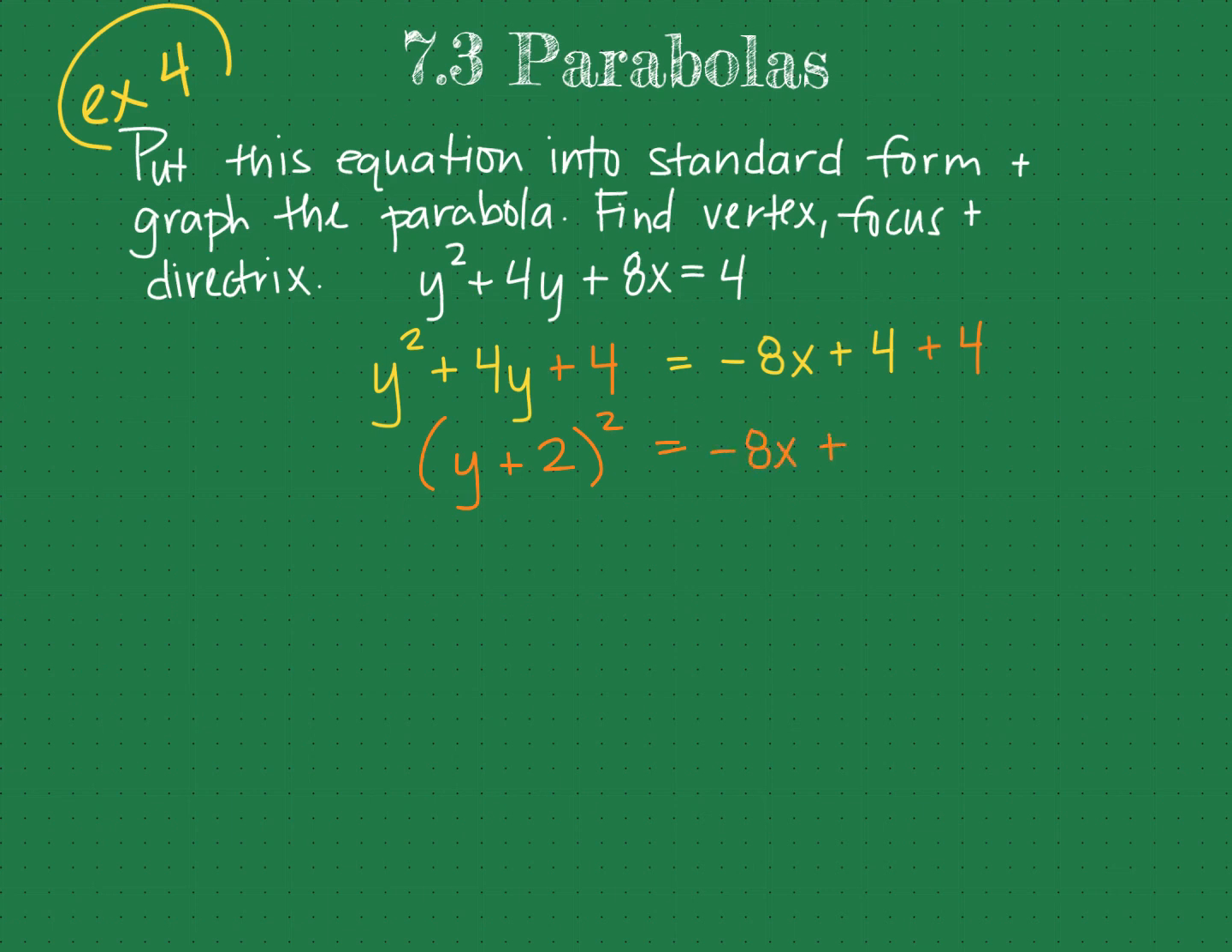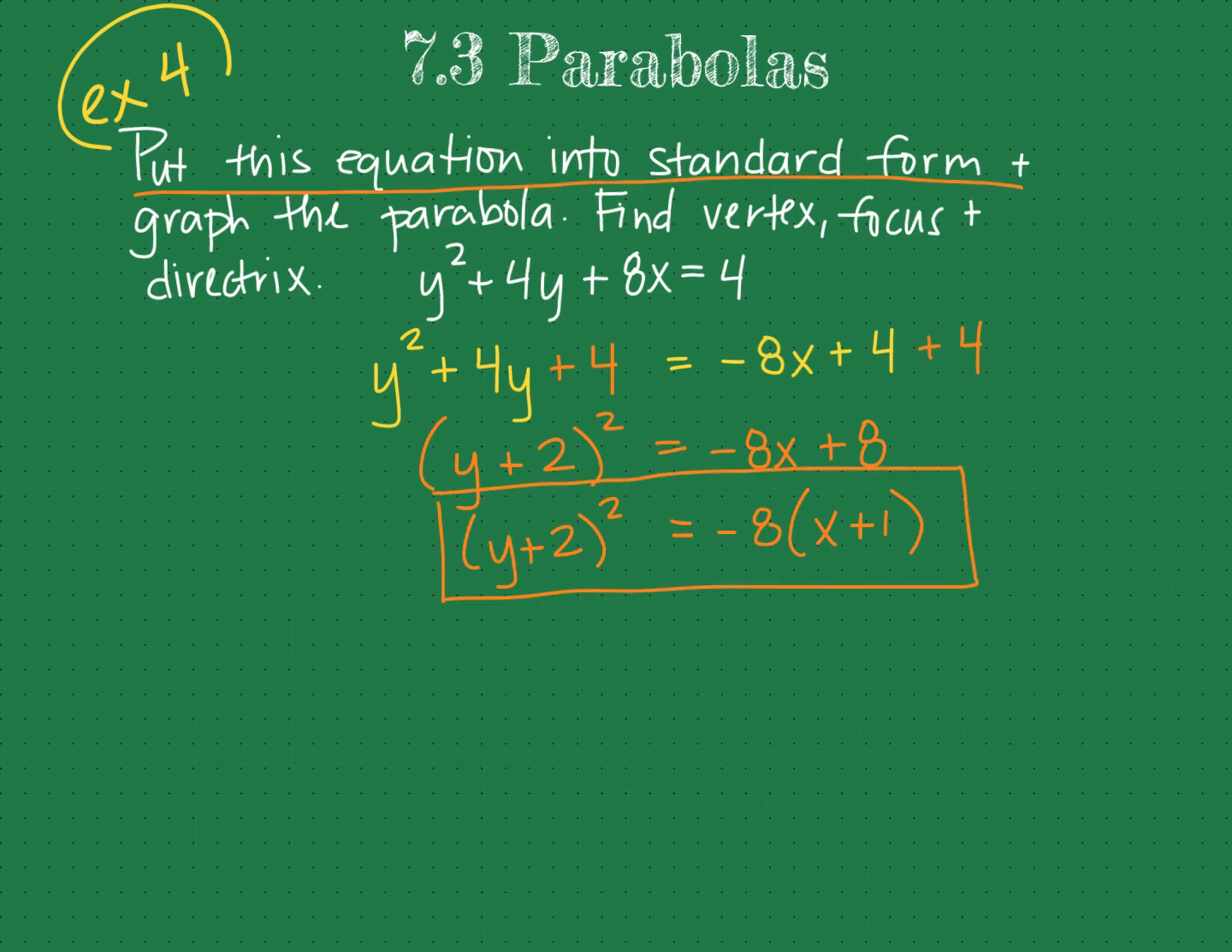We'll have negative 8x plus 8. I do still want to factor out the GCF on the right-hand side. The GCF over here is going to end up being negative 8, since I want to take a negative out. And we'll have x plus 1 remaining. So here we go. We have the equation of a parabola in standard form.